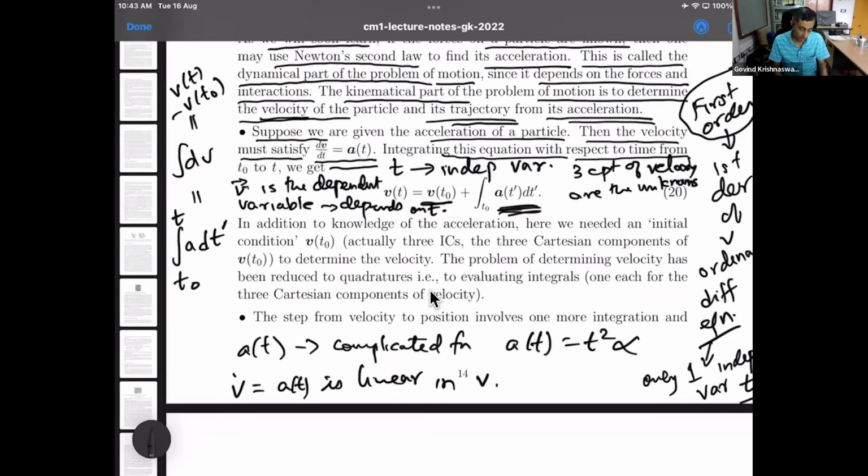Again, I mentioned that a of t, the acceleration, is a prescribed function of time. We are not concerned with how it is to be determined. That is a dynamical part of the problem.